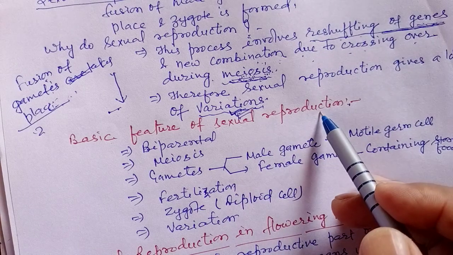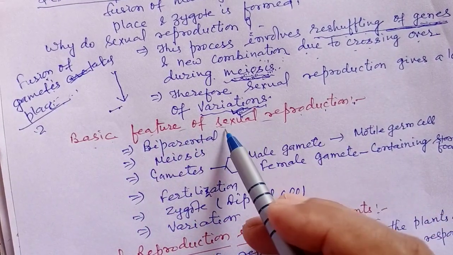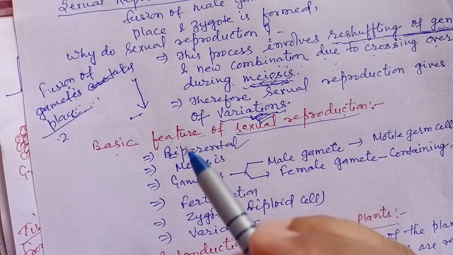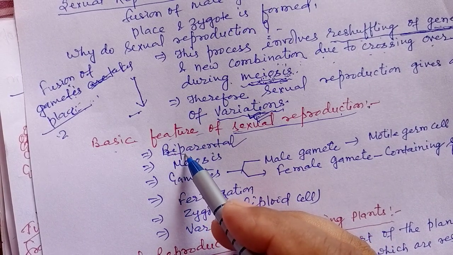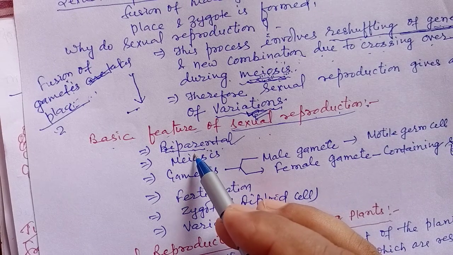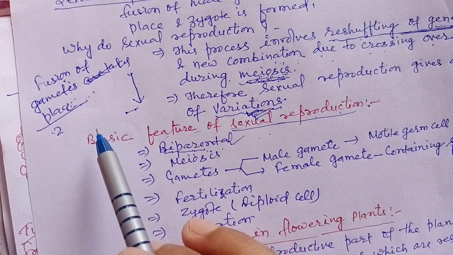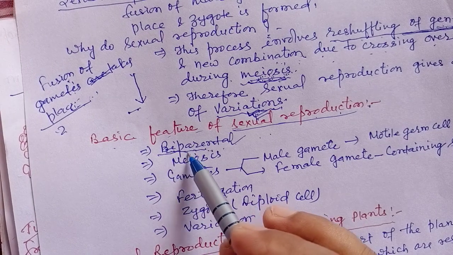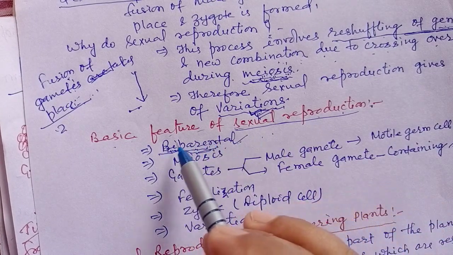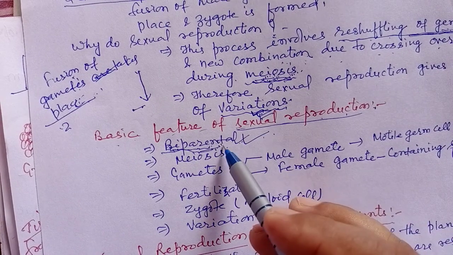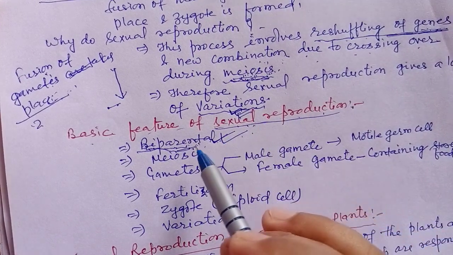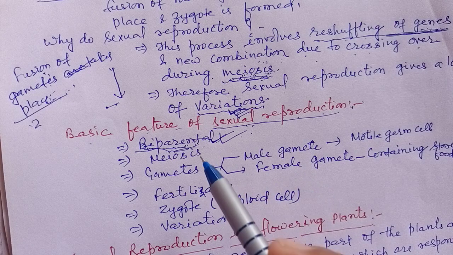Now the basic features of sexual reproduction. First, it is biparental. Bi means two. In the asexual mode of reproduction, a single parent is able to give rise to young ones or produce offspring. But in the sexual mode of reproduction, as fusion of gametes takes place, both parents are required, the male parent and the female parent. A single parent is not able to reproduce sexually. So in the sexual mode of reproduction it is biparental, two parents are required.